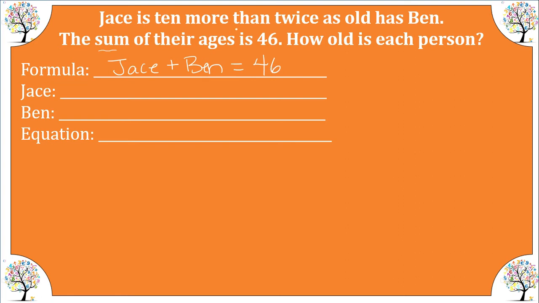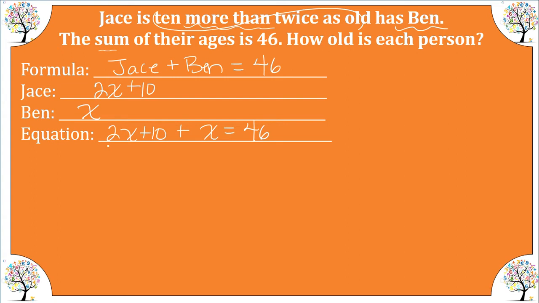Jace is 10 more than twice as old as Ben. This time we know nothing about Ben, so let's let x represent Ben's age. Jace is 10 more than, so here's the flip-flop: 10 more than means plus 10, and twice Ben would be 2 times x. Now let's substitute our expressions into our formula. Jace, which is 2x plus 10, that's his age, plus the age of Ben, x, equals 46.